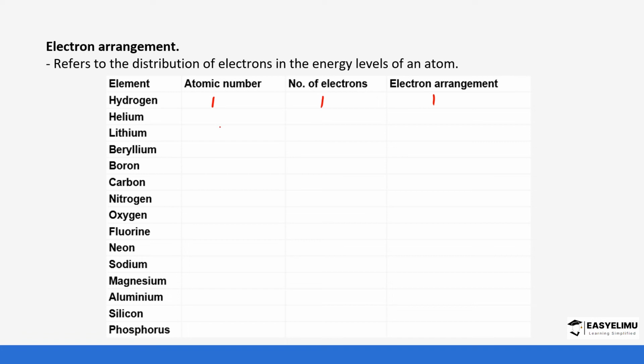Helium is atomic number two. So it has two electrons, because the electrons are equal to the number of protons. So the electrons can occupy only the first shell, which can take a maximum of two.